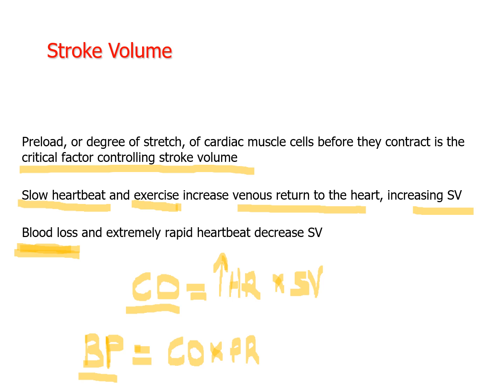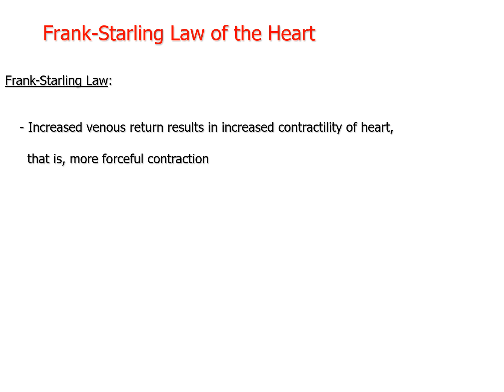So blood loss is very important in determining, causing an effect on stroke volume. But in the end, that preload is the main, and under normal circumstances, the preload is a key factor. The law, or this feature idea of venous return, is called the Frank-Starling law. So with an increase in venous return, you get more filling, you get more stretching, and you get increased contractility of the heart. You get a more forceful contraction.